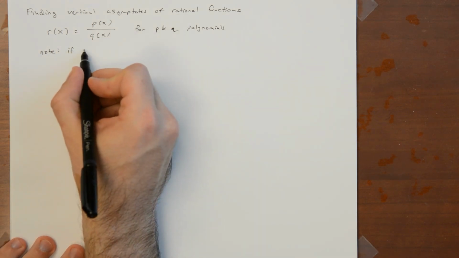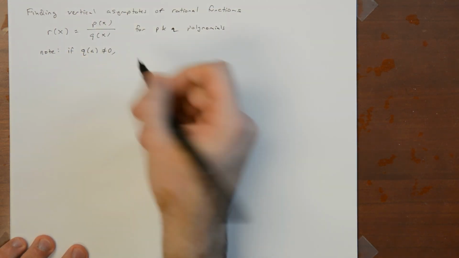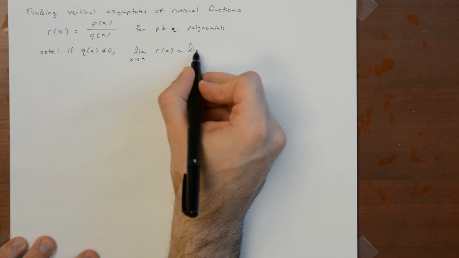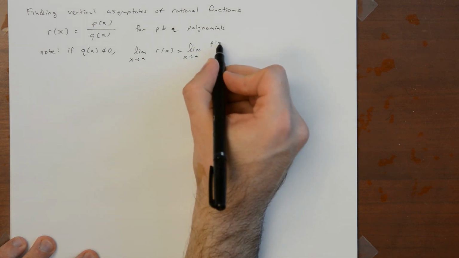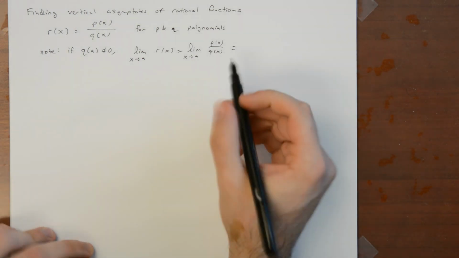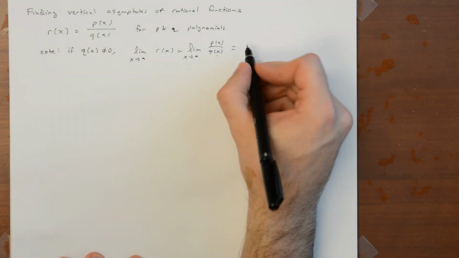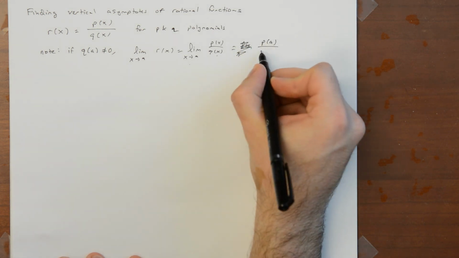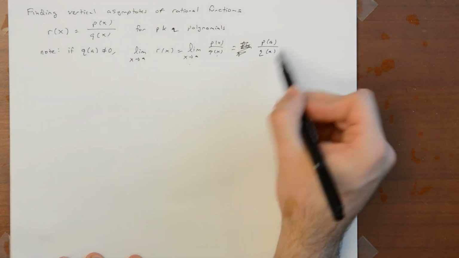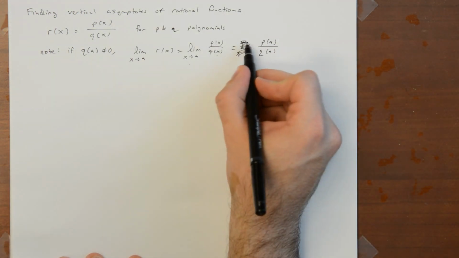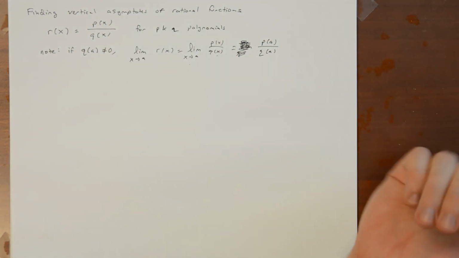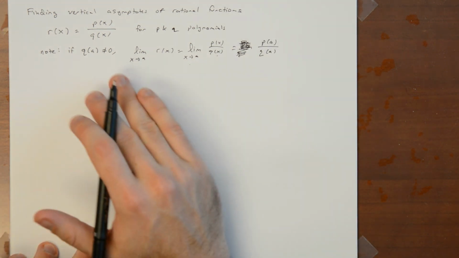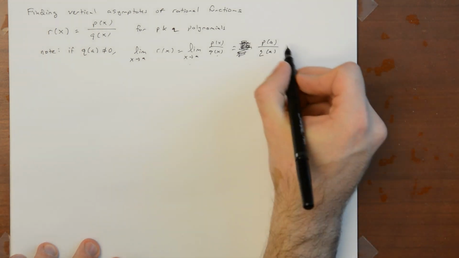So like if q of a is not equal to zero, by the limit laws, the limit as x approaches a of r of x is the limit as x approaches a of p of x divided by q of x. And because the limit of the denominator is not zero, I can just plug in by our limit laws. So this is just p of a divided by q of a. And this makes sense because we're not dividing by zero. If p of a is zero, we get zero. Otherwise, we just get this fraction. In particular, this is a finite number. So this limit exists, which means that there's no vertical asymptote at x equals a.